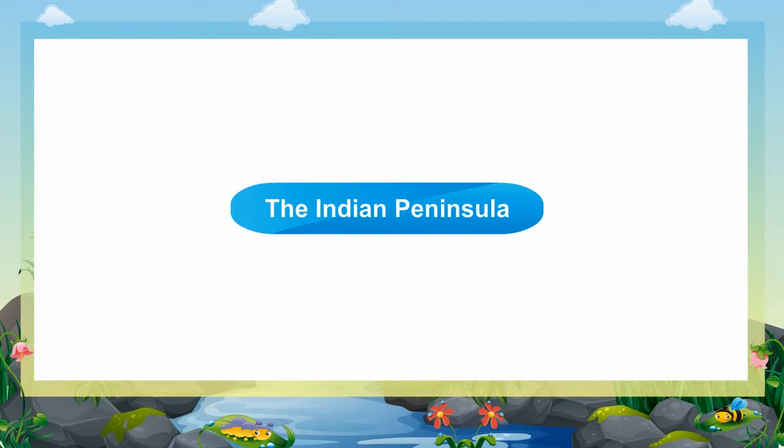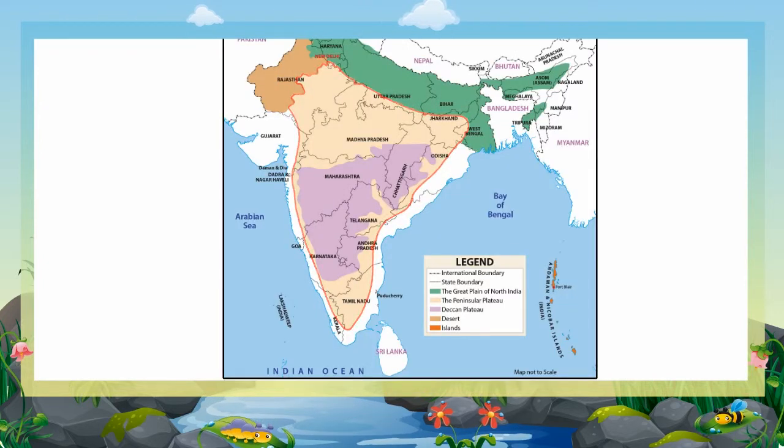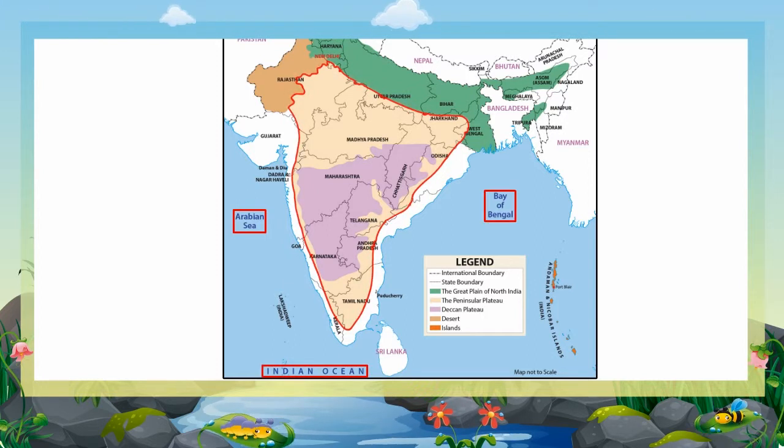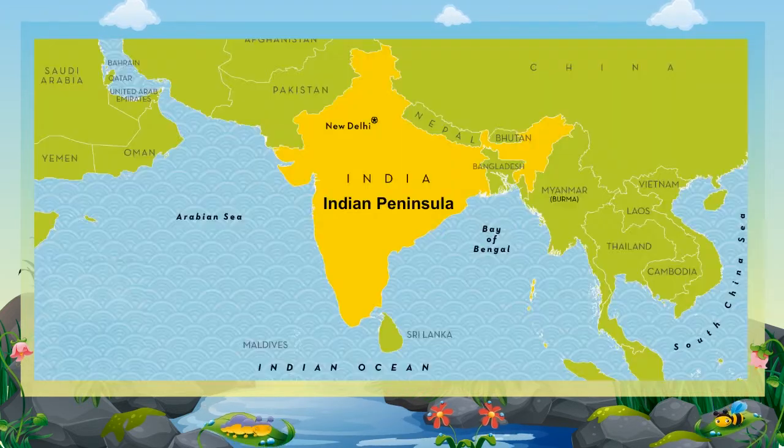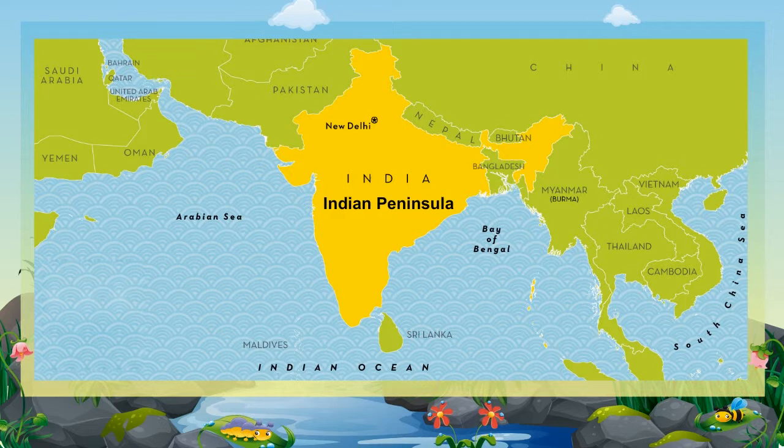The Indian Peninsula. The Indian Peninsula lies in the southern part of India. You will see that the southern part of India is surrounded by the Arabian Sea in the west, the Indian Ocean in the south, and the Bay of Bengal in the east. This is called the Indian Peninsula. India is the largest peninsula in the world as it is surrounded by water bodies from three sides.